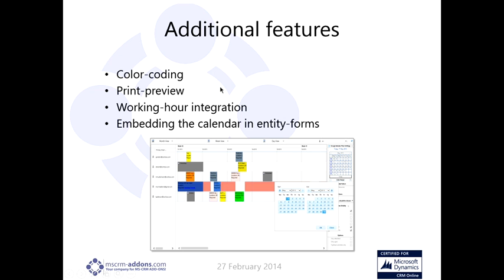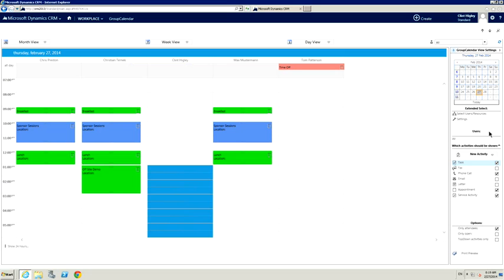One of the things that you might have noticed is that all my activities were color-coded. That's something that you can add. You can also do a print preview of certain views. You can do working hour integration and time off, and you can embed the calendar in entity forms. So let me zip back over to the demo system and show you all this stuff.